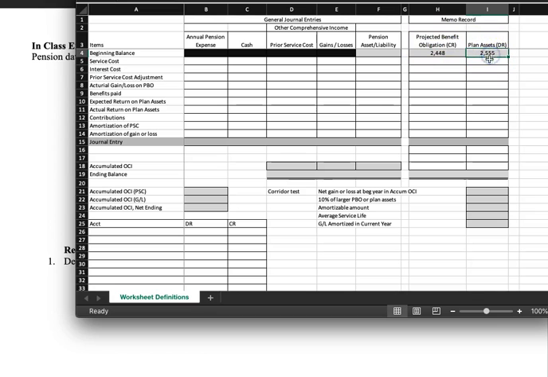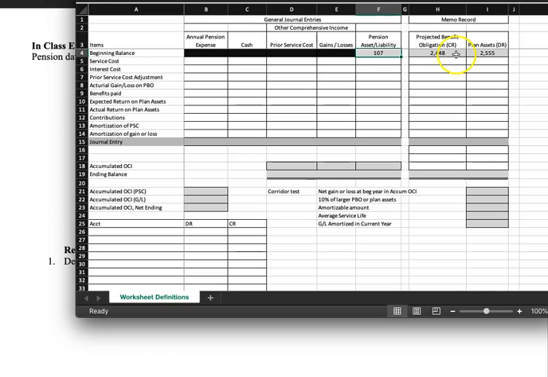So in this case, we take 2555 and minus that. So we can just go over here and say 2555 minus our 2448. In this case, we should know we are overfunded, so we have an asset or a debit position in our assets on our balance sheet of 107.